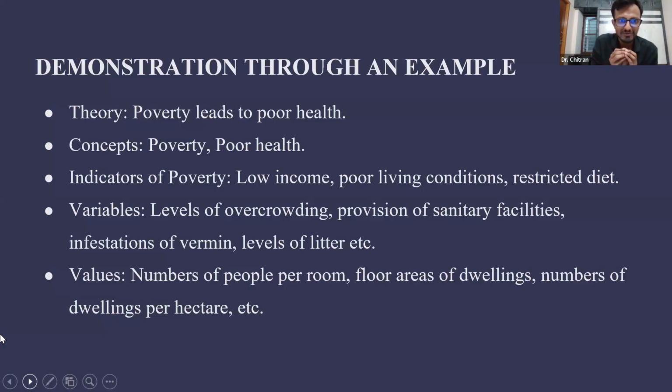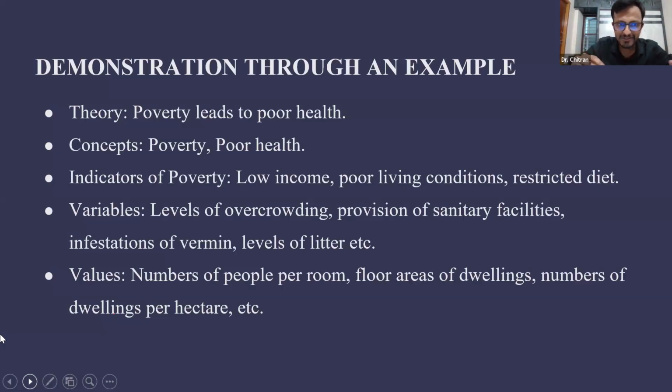And then you go to indicators. Indicators are like low income, poor living conditions, restricted diet. These are manifestations, visible in some ways or the other. Poverty leads to poor health is not visible to you. It's an abstract thing, something in the sky, or somebody proposing something. It is not established. Poverty and poor health are larger concepts, but low income, poor living conditions, restricted diet are somewhat visible, not fully visible.